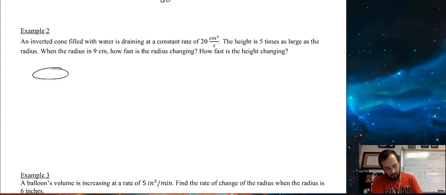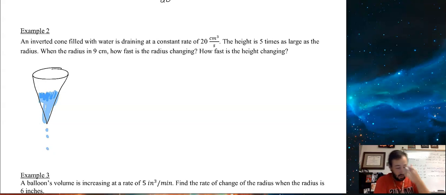So an inverted cone with water is draining. I have this cone filled with water, and there's a bunch of water in there, and it is draining out. It is leaking out the bottom of this thing, draining at a constant rate of 20 centimeters cubed per second. So that means my change in volume versus my change in time is draining, coming out of this thing, so it would be negative 20 centimeters cubed per second. All right, so that's the first part.